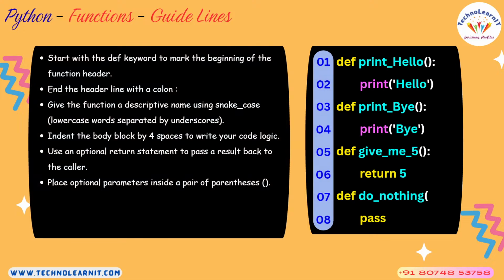And there are certain rules to be followed while defining the functions. What are those? If you look at it here, start with the def keyword to mark the beginning of the function header. If you have to define a function, you have to use the def keyword, which indicates that whatever follows is going to be a function. And end the header line with colon. As I already said, def print hello, then colon. That colon is a must. Header line means that single line where you have def and whatever follows.